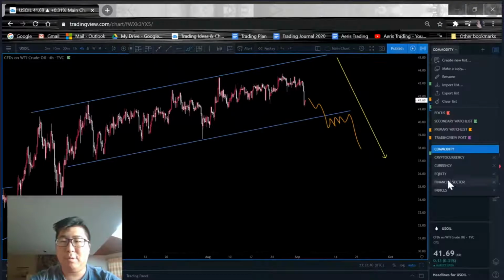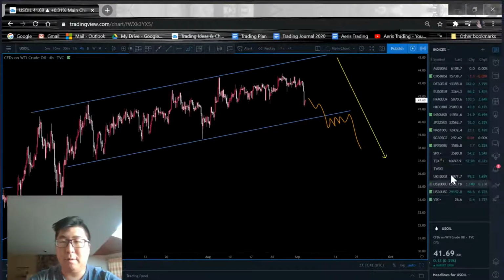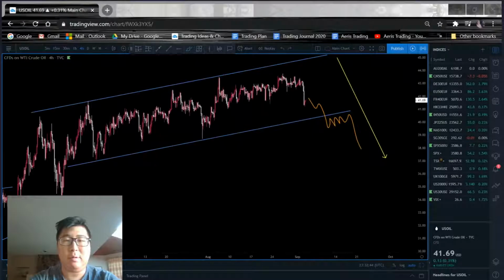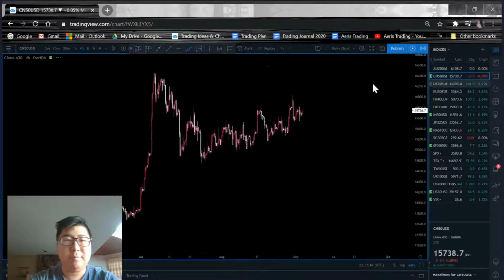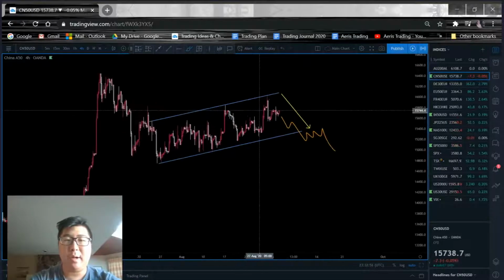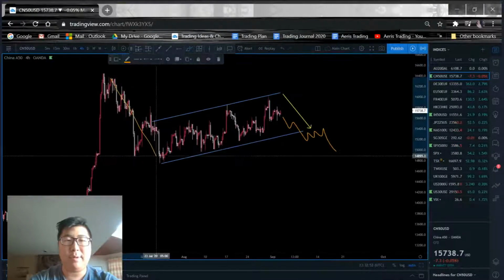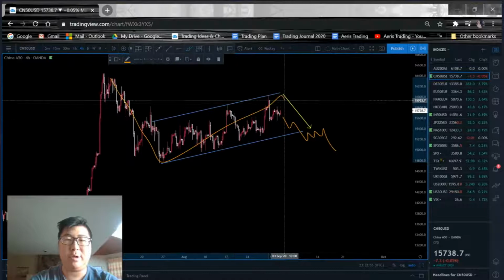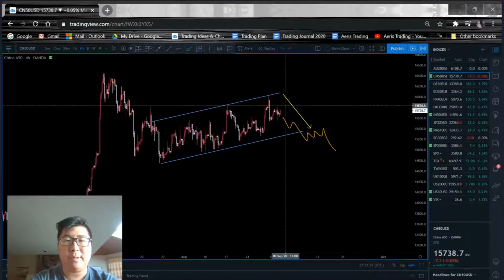So let's jump to equity. I'll go over a few indices just to see what everyone's looking at. China 50, not much has moved. I mentioned this was the bearish impulse. This could be a continuation correction, looking for the next impulse. So waiting to see what the price will do here.